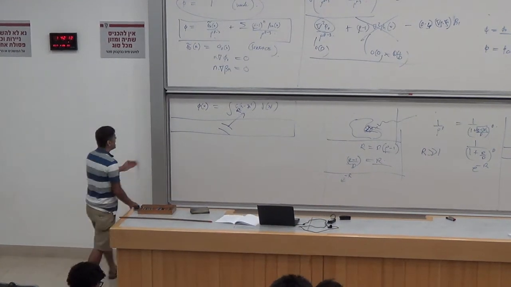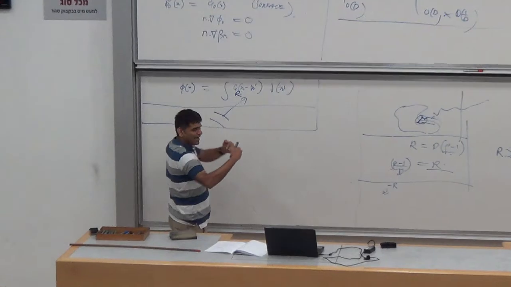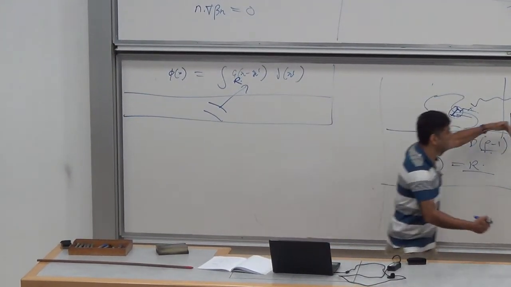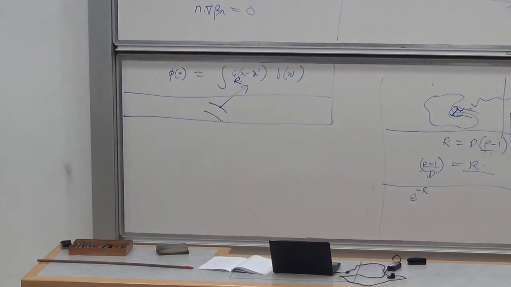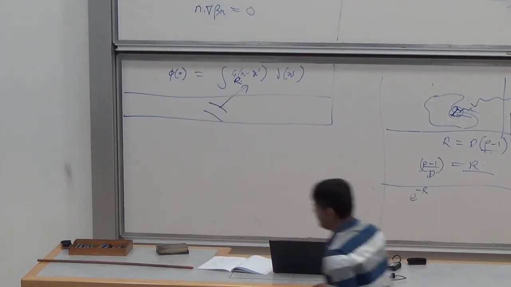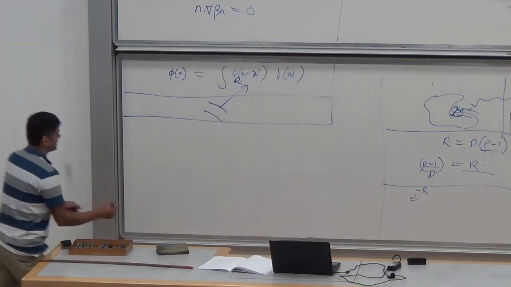Because the same logic tells me that this phi, at least at small distances, the phi that I produced here, should also be produced by convolving, let's say, the advanced Green's function over this source. So let me say it again. I've done two things.